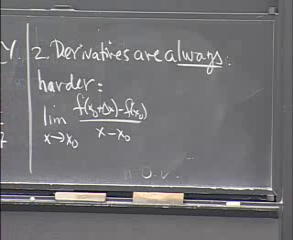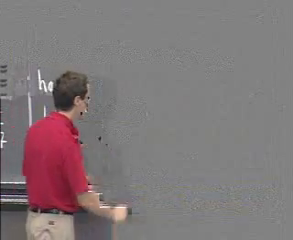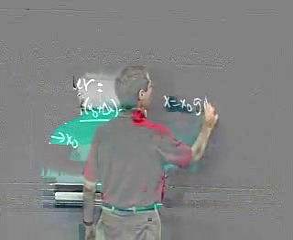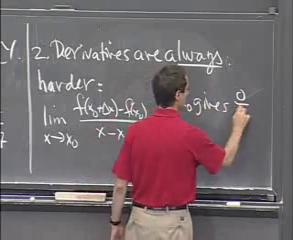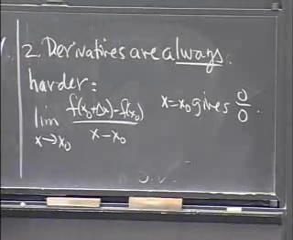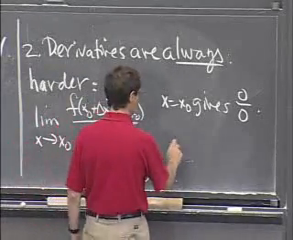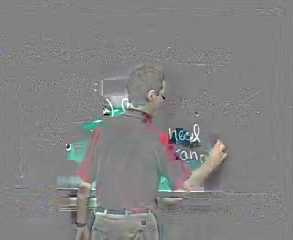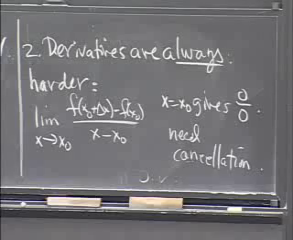Here's the formula for a derivative. Now notice that if you plug in x equals x0, it always gives 0 over 0. So it just basically never works. So we always are going to need some cancellation to make sense out of the limit.